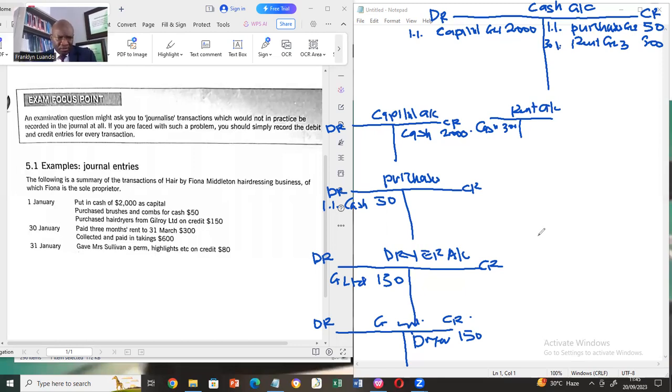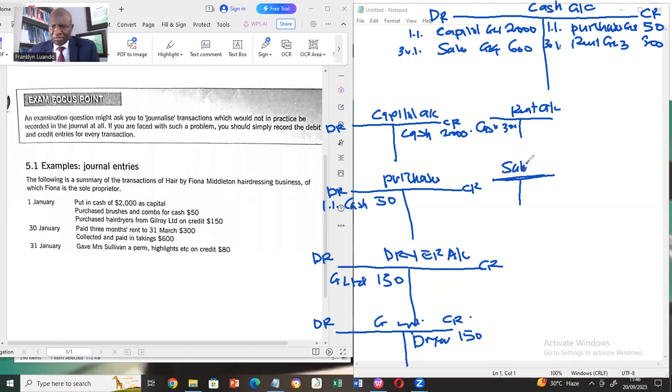These are sales. That is January sales, general ledger 4 is 600. You open the sales account. Sales account is giving, the cash is receiving. Cash, 600. Sales account is giving out the service. The cash account is receiving cash, you debit.